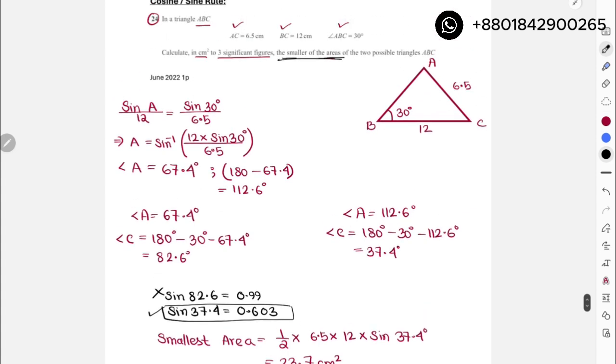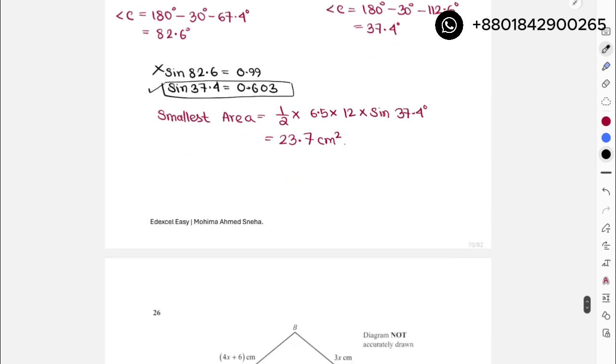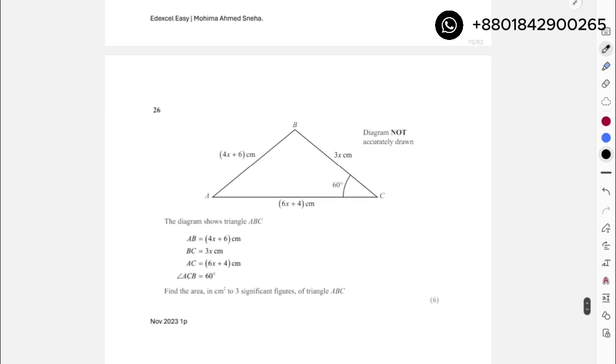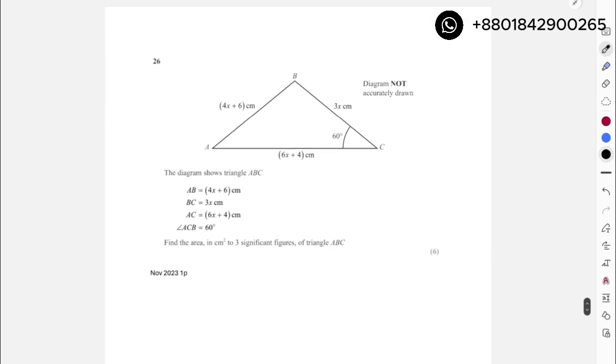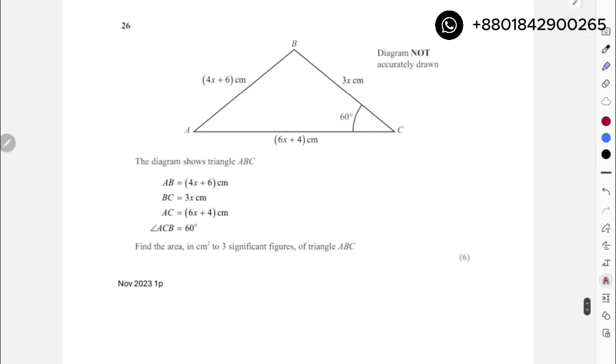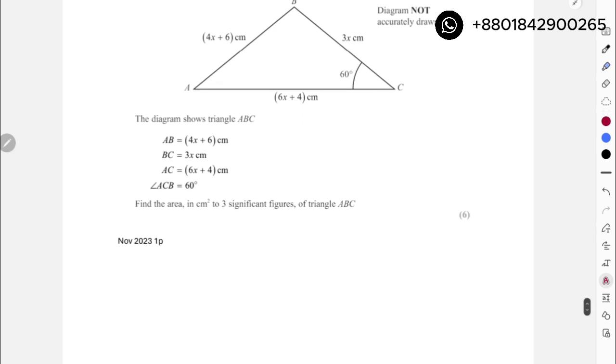So this is it. Now we'll move on to the next question. Actually, this is it for this question. In the next question, they have given you the diagram, and I can see all the lengths are given in terms of x. One angle is given, and we have to find the area in centimeters square to three significant figures of the triangle ABC. But they never said that the area has to be calculated in terms of x.